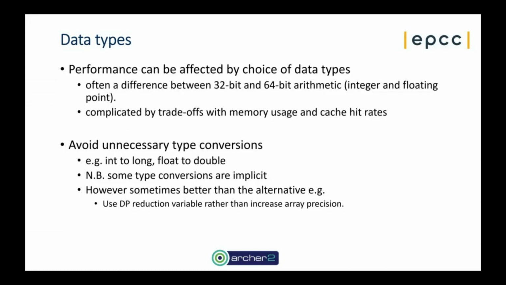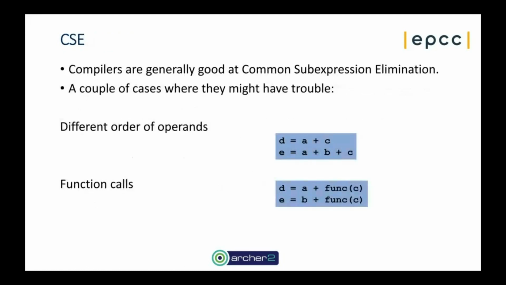Moving between data types will cost you. You've got to avoid unnecessarily converting ints to longs, floats to doubles, those kind of things, unless you need them. For instance, you could have a reduction variable where you're summing up to get a final result from an array, and you may want that reduction variable to be in double precision and still have your whole array in single precision. So you may need to mix the types as you go through the application.